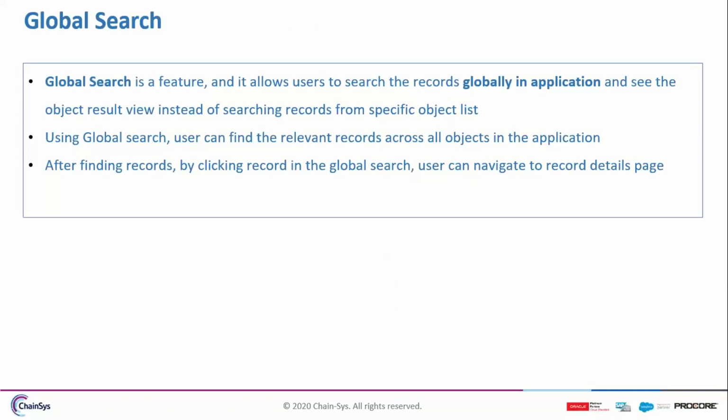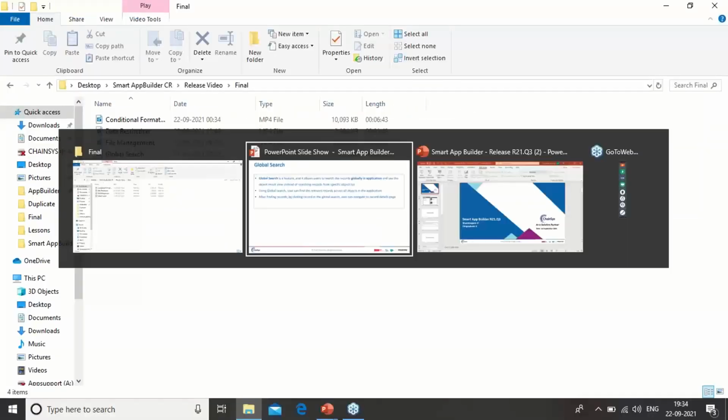Global search is a feature which allows users to search the records globally in an application and see the object result view instead of searching records from a specific object. Using global search, a user can find the relevant records across all objects in an application. After finding records, the user can click a record in global search and navigate to the record page. Next, we will move to the video.